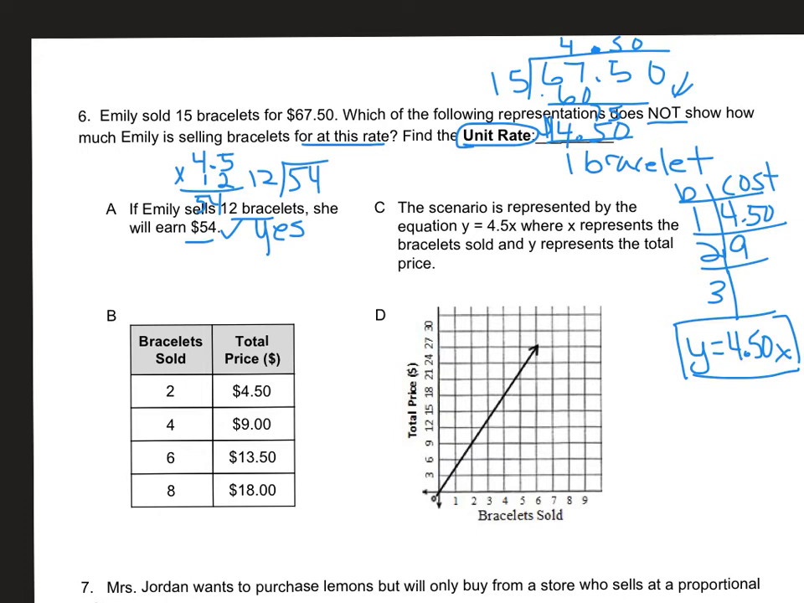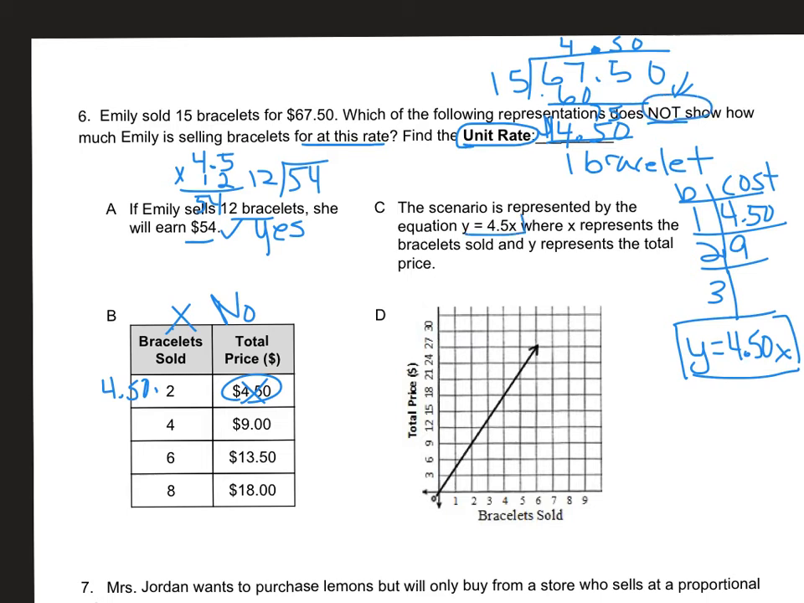Let's go ahead now and check B. So again, they've given me the bracelets sold. So here we go, bracelets sold is 2. That means if I take $4.50 and multiply by 2 bracelets, I should not get $4.50 because that was the cost of one bracelet. So this is definitely the wrong relationship here. It's not giving me the correct rate. And I could go on, but I already found which one does not work.